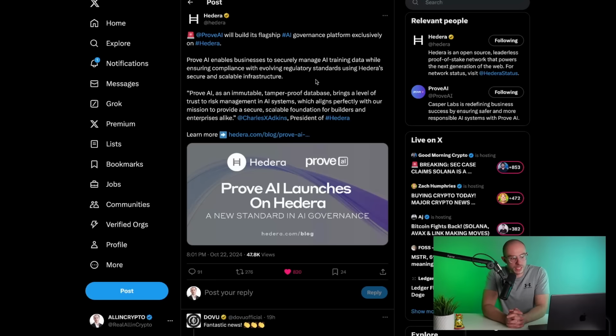Proof AI enables businesses to securely manage AI training data while ensuring compliance with evolving regulatory standards using Hedera's secure and scalable infrastructure. Proof AI, as an immutable tamper-proof database, brings a level of trust to risk management in the AI system, which aligns perfectly with our mission to provide a secure, scalable foundation for builders and entrepreneurs alike. And this is, of course, coming from the president of Hedera Hashgraph.